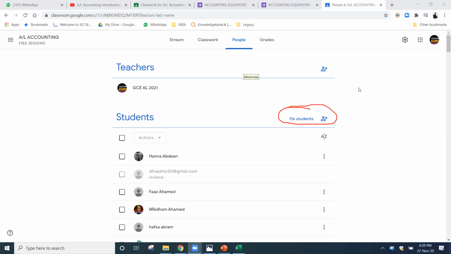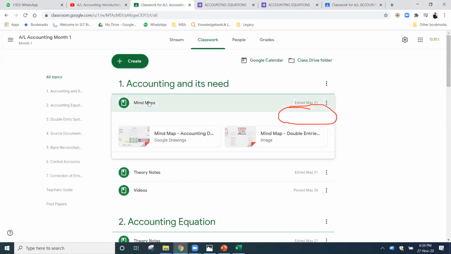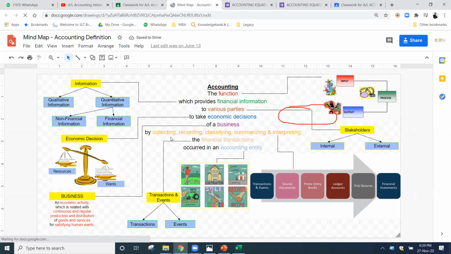All the mind maps will be in the Google Classroom. You can download it, but I prefer for you to write them. Normally what I did was I take an A4 sheet and use different color pens and write all these things on the paper. You should have the mind map in your own handwriting. Then only you will remember the things. So most of the chapters I will be giving a mind map.